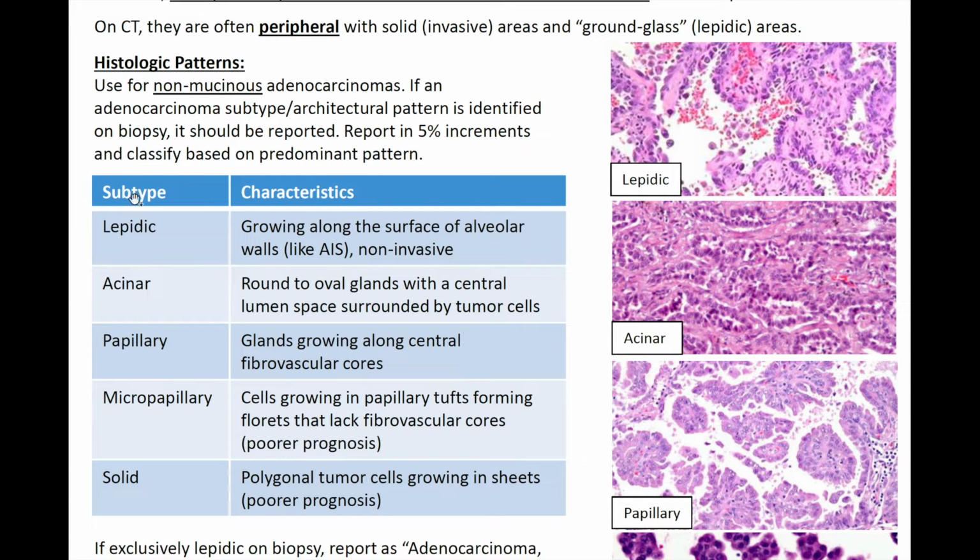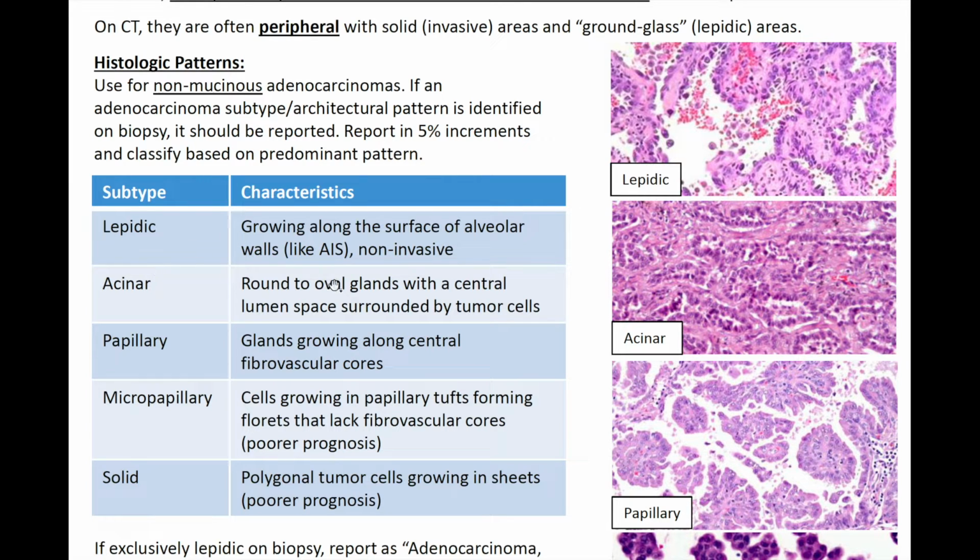So with lipidic adenocarcinoma, you're going to see growth along the surface of alveolar walls like AIS, and it's non-invasive. So we're seeing that here, right? Almost looks to be hobnailed along those alveolar walls.